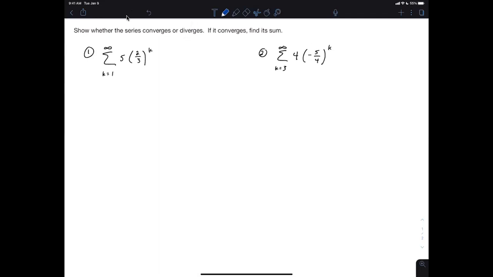Okay, so when we're doing these, both of these are examples of geometric series. So what we said yesterday is that a geometric series is one where it's in the form, or can be written in the form sum k equals 0 to infinity of ar to the k. And so we can go ahead and say, okay, this is geometric.